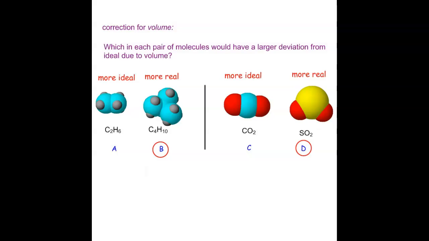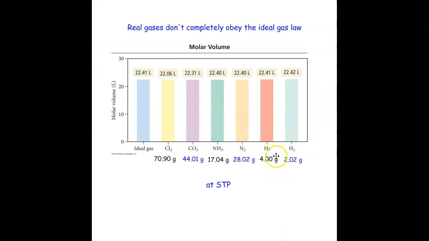So let's go back for a second to the first graph we took a look at. You can see here helium, really small. Hydrogen, really small. Nitrogen's a little bigger, and so is ammonia, but chlorine, each chlorine atom is a pretty large atom, having all those electrons, and Cl2 is going to be a much larger molecule than helium or hydrogen. So it makes sense that this one is less ideal.